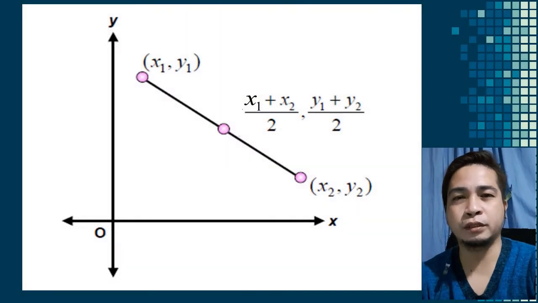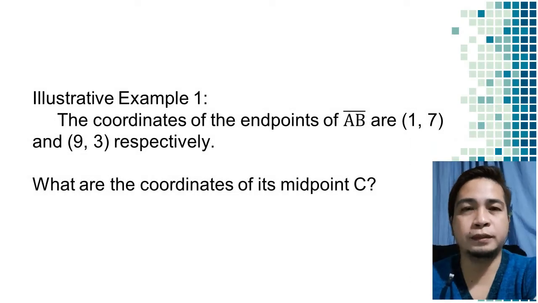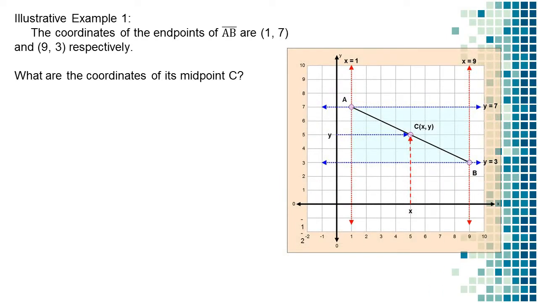Here's the illustration of a line segment and a midpoint, where x sub 1, y sub 1 and x sub 2, y sub 2 are the two endpoints, while x sub 1 plus x sub 2 over 2, y sub 1 plus y sub 2 over 2 is our midpoint. For our illustrative example, the coordinates of endpoints A and B are (1, 7) and (9, 3) respectively. Question: what is the coordinate of its midpoint C?